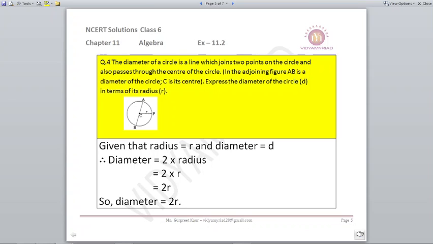Now diameter is a straight line joining the 2 ends of the circle passing through the center. And we know that half of the diameter, or the distance from the center to the circle, is the radius of the circle. We know the diameter, so radius will be half of it. So diameter will be twice the radius, 2 times radius. When we join 2 radii in a straight line, it forms a diameter and it will always pass through the center. So I can say diameter will be 2r.